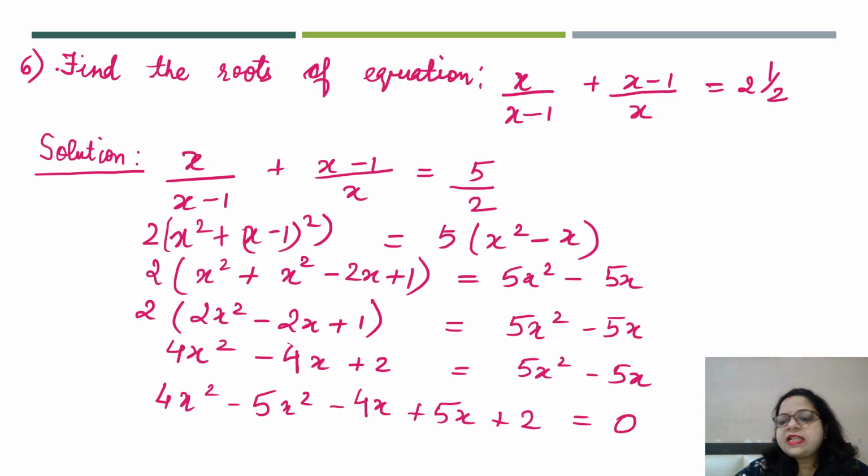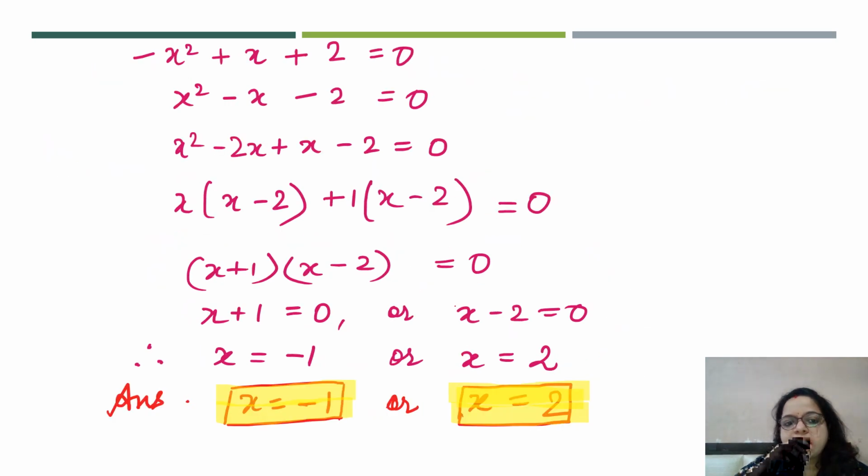Coming to the next slide children, what we get, solving the equation, is minus x square plus x plus 2 is equal to 0. We will remove the negative sign from x square so that we get the equation as x square minus x minus 2 is equal to 0. And we have to find a number whose product is minus 2 and which adds up to minus 1.